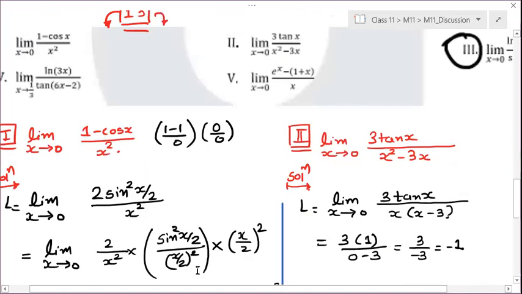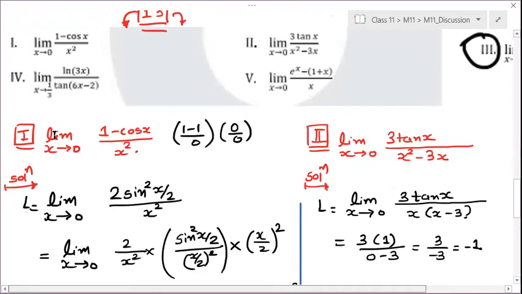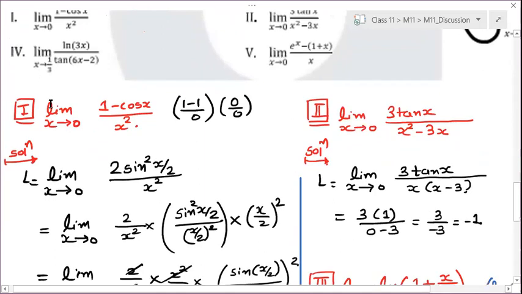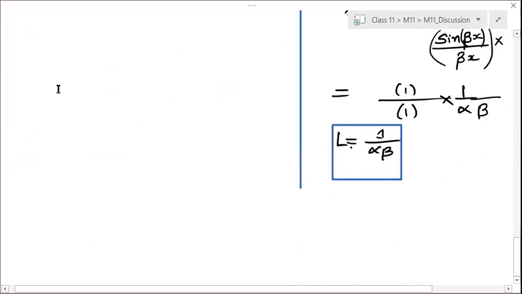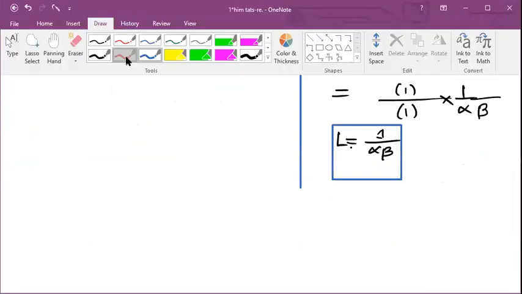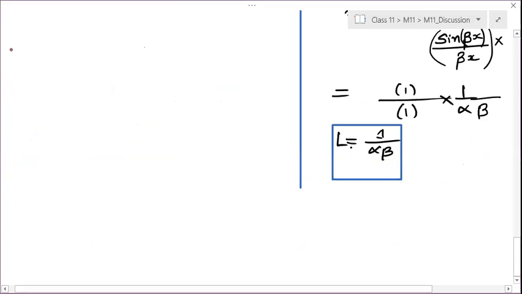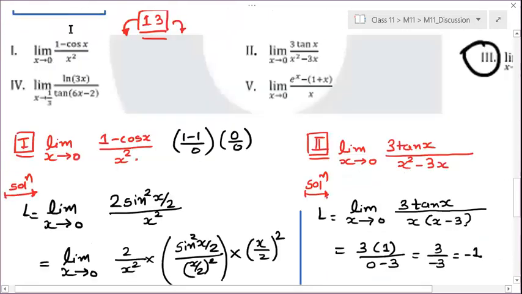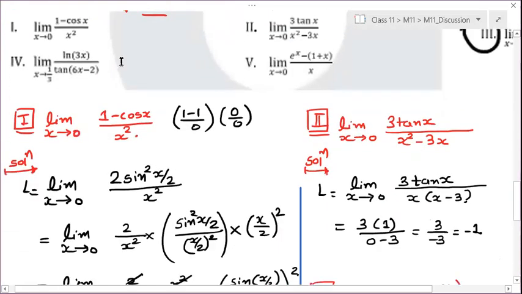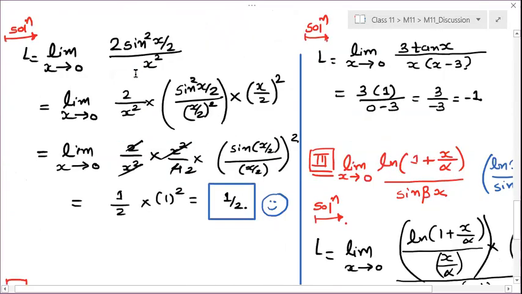So we are done with question 1, 2, and 3. Now question 4th and 5th. So it is your ln 3x divided by tan 6x minus 2. Right. Let us see question number 4. Limit x tends to 1 by 3, ln 3x by tan 6x minus 2.